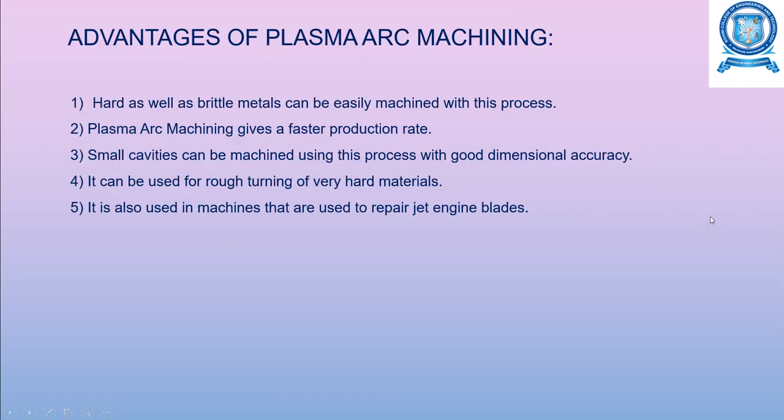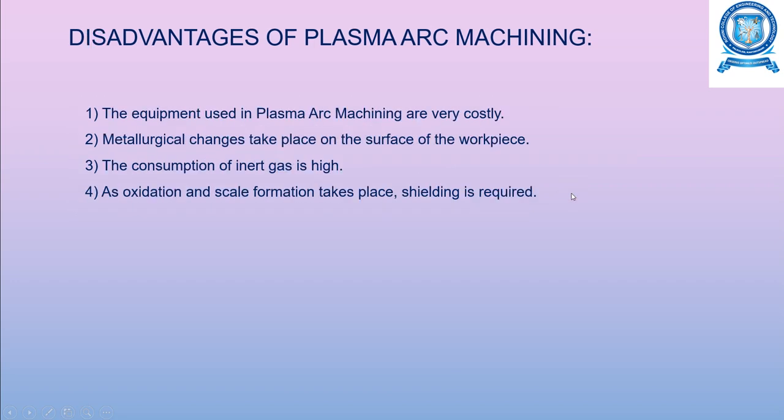Coming to the advantages of plasma arc machining, hard as well as brittle metals can be machined easily with this process, and a faster production rate is obtained. Small cavities can be machined with good dimensional accuracy. Rough turning of very hard materials can be done, and it is used in machines that repair jet engine blades.